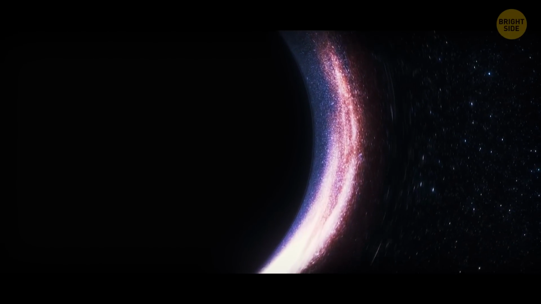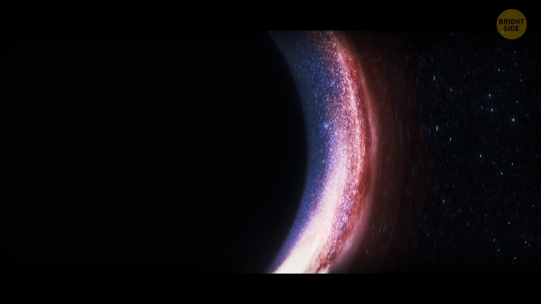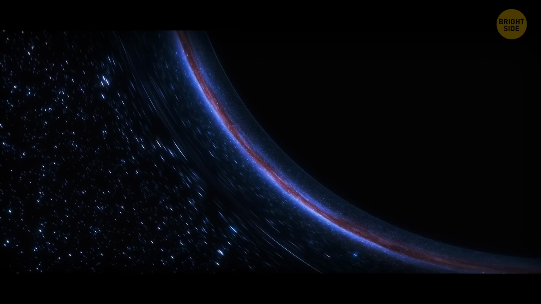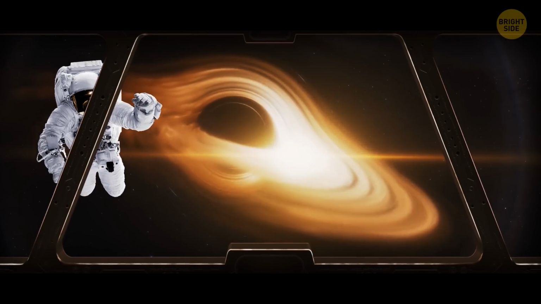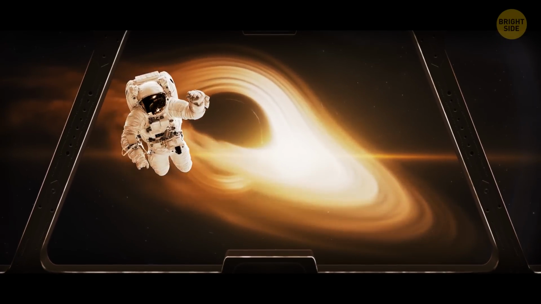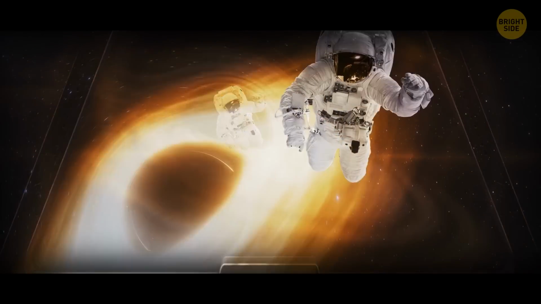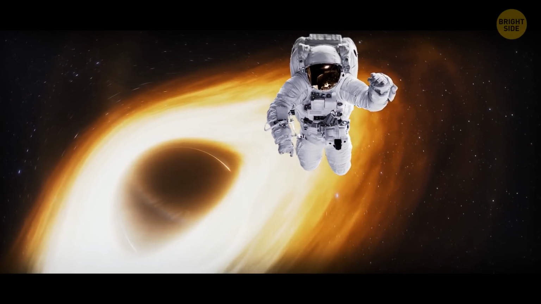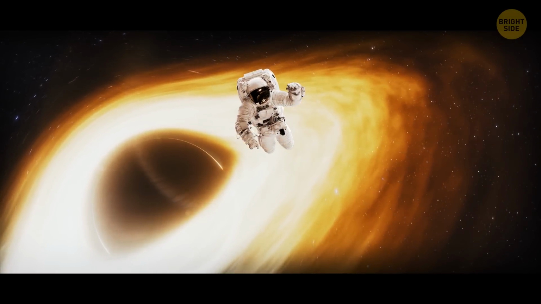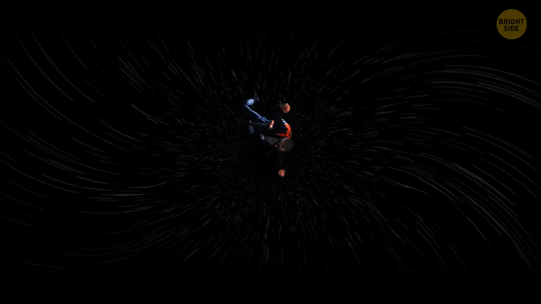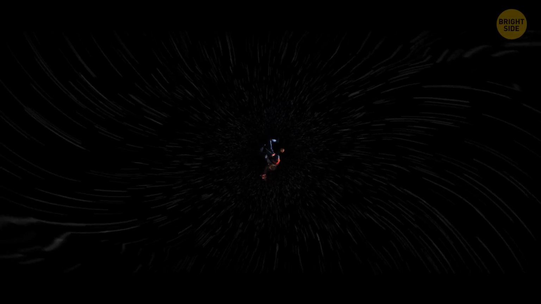Also, the curvature of space-time around a black hole is so extreme that it creates a phenomenon called time dilation. Time near a black hole moves at a different pace than in the rest of the universe. The closer you are to the black hole, the slower time ticks, like a slow motion effect. And the deeper you fall, the weirder things get. The laws of physics seem to break down before your very eyes.